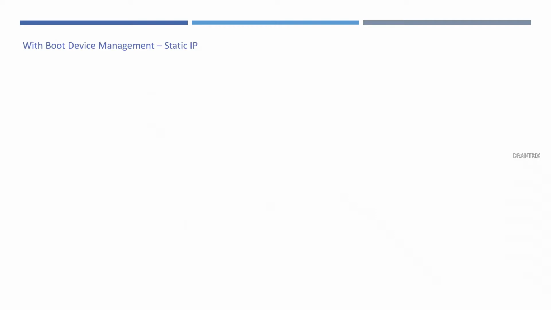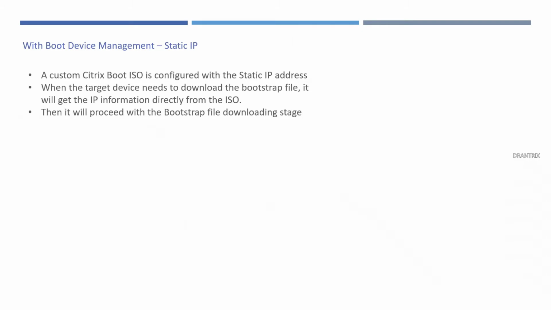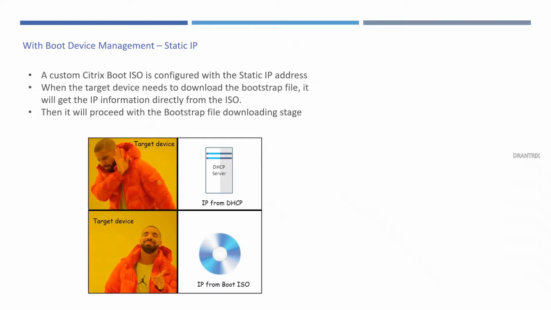And the next will be boot device management, with the static IP. In this method, a custom Citrix boot ISO is configured with the static IP address, and when the target device needs to download the Bootstrap file, it will directly get the IP information from the ISO itself. And the next stage, obviously, is the Bootstrap file downloading stage.